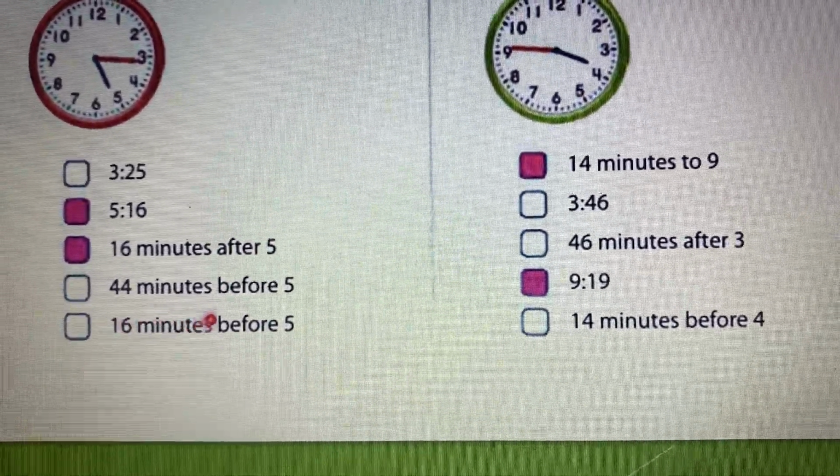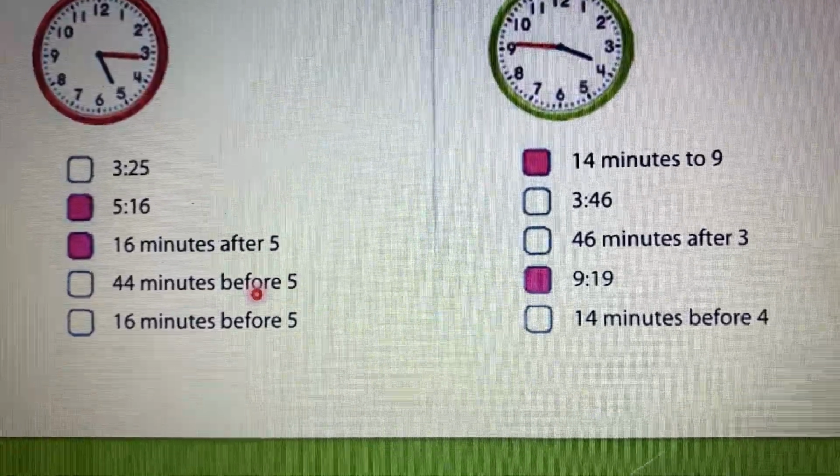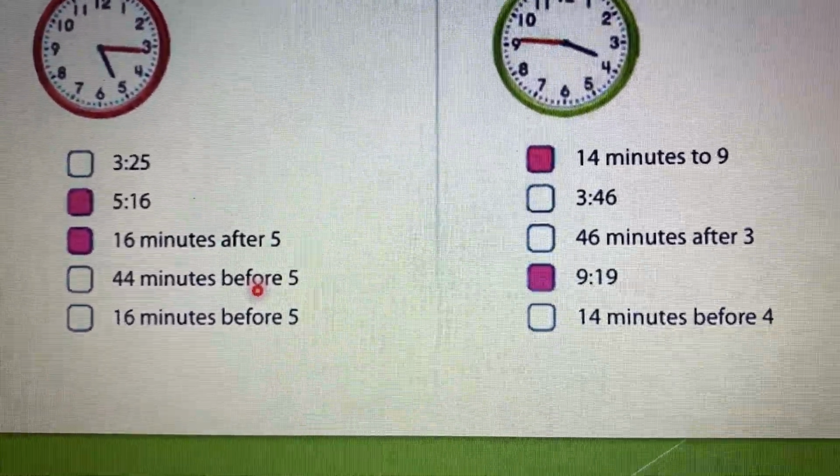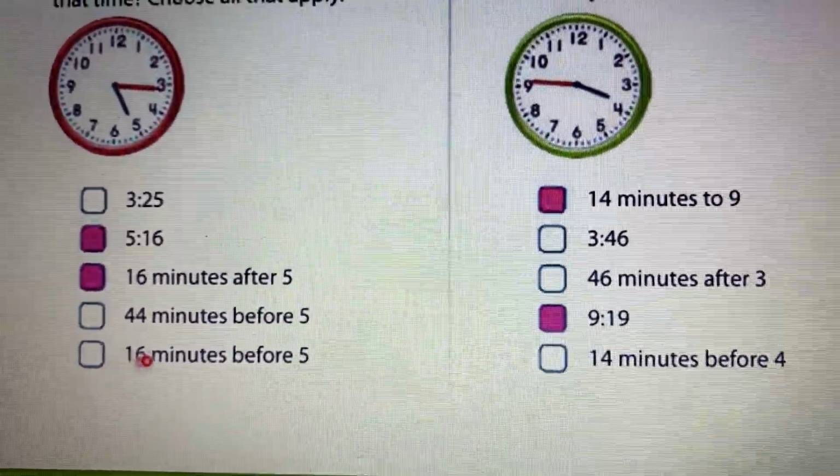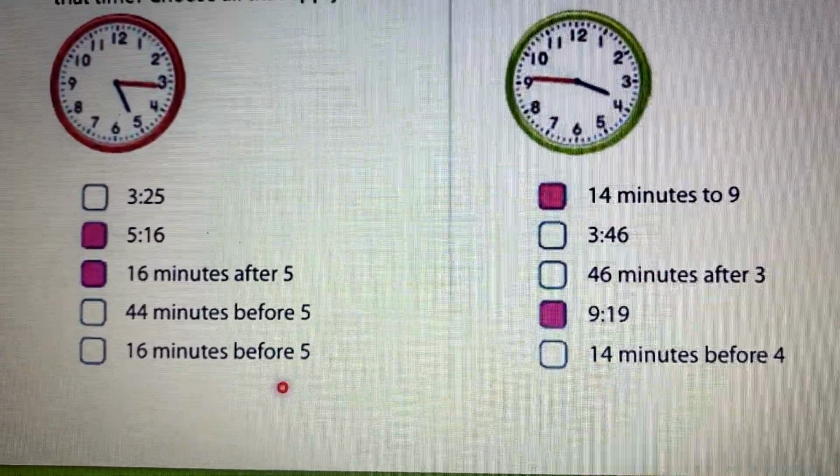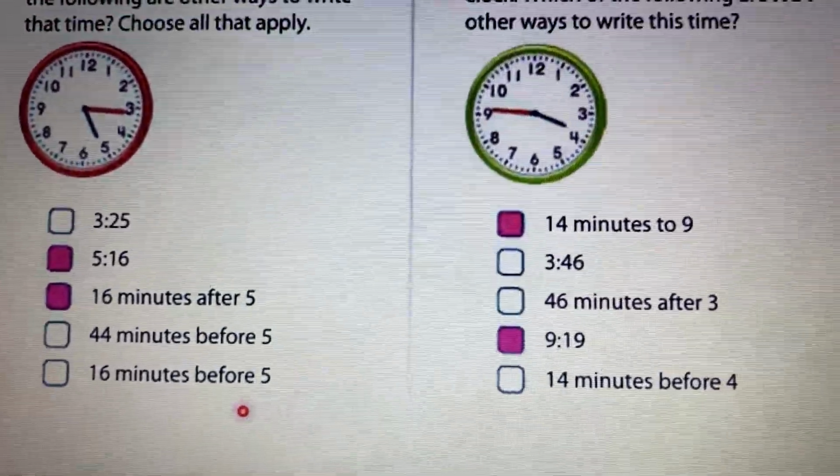Is it 44 minutes before 5? Is it before 5? No. The time is already 5. 16 minutes before 5, the same. It's already 5. No.